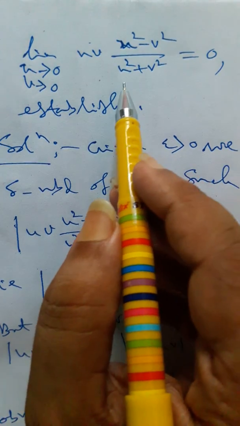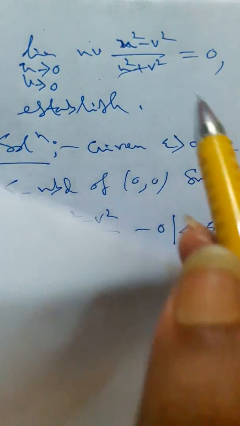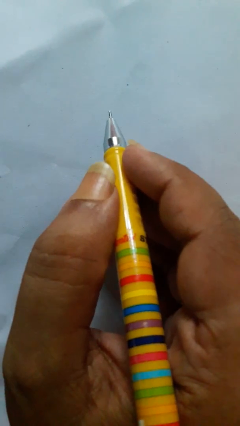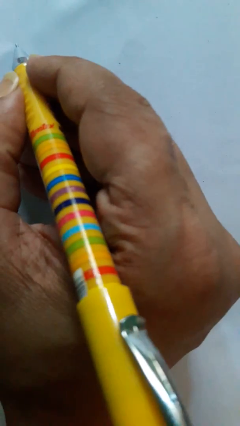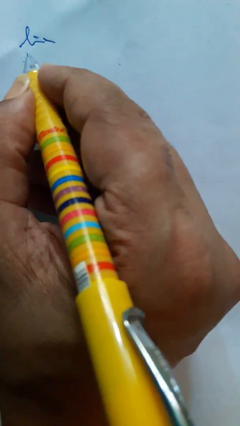Now let us consider another example. It is a very interesting case. The limit as u tends to 0 and v tends to 0 of uv by (u square plus v square) does not exist. Then prove it.